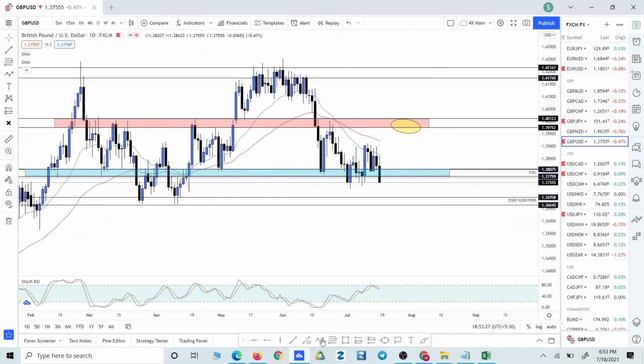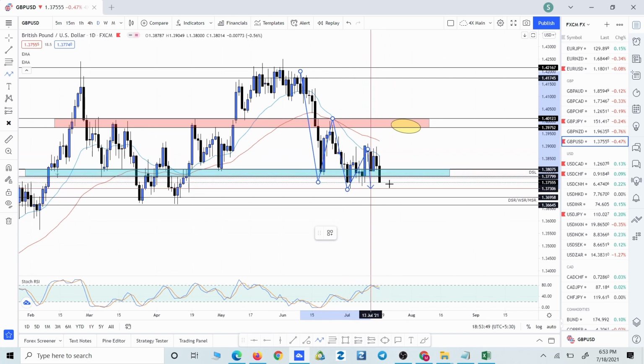GU is also in a downtrend, making consistent lower lows and lower highs. Starting from here, we can say low, lower high, lower low. Once the price made this lower low, we expected the price to retrace back to this zone, but that didn't happen, and right now price looks to close below the previous low.